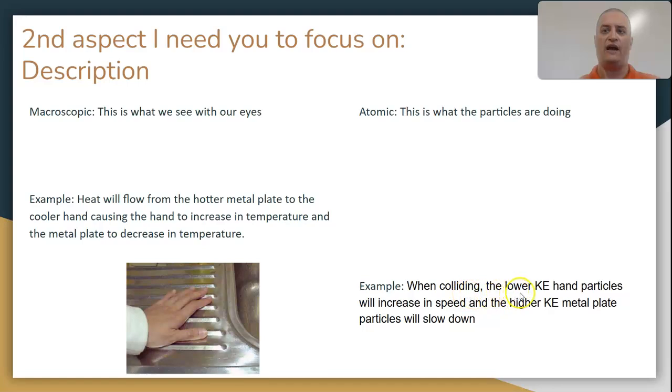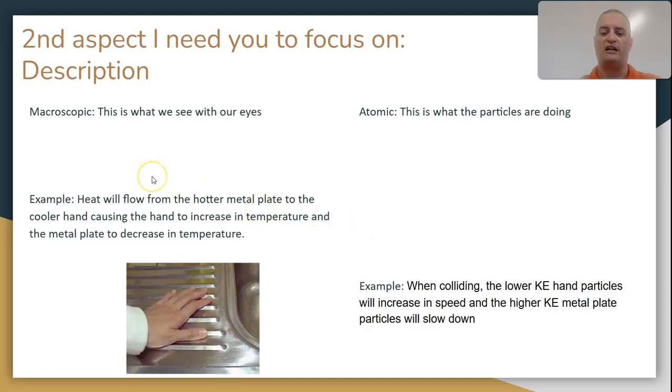So when colliding, that lower kinetic energy hand particles will increase in speed, and the higher kinetic energy metal plate particles will slow down. You see, I can sometimes be very formal in saying like increase in speed, but I can also be very casual and say will slow down. Same concepts apply. So as long as we're saying the same ideas, we can say them a little differently. That's all right. So remember, when it comes to the atomic part, we're talking about kinetic energy. Like the lower kinetic energy particle will speed up, and the higher kinetic energy particle will slow down. So we identify them by kinetic energy, and we talk about their speeds.